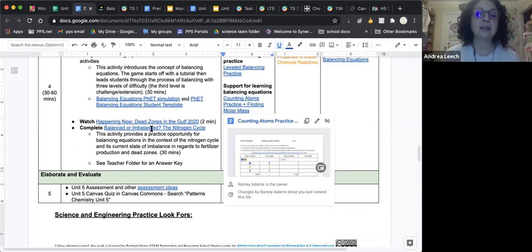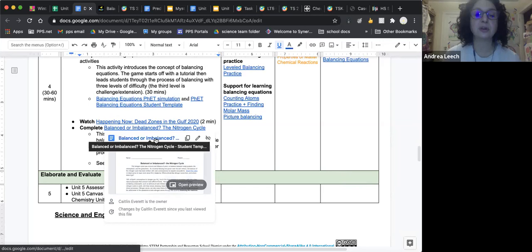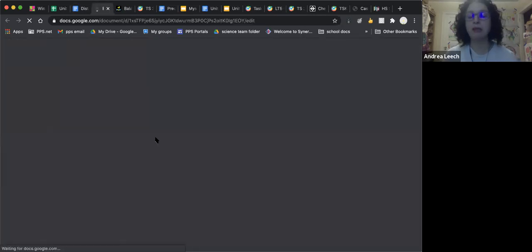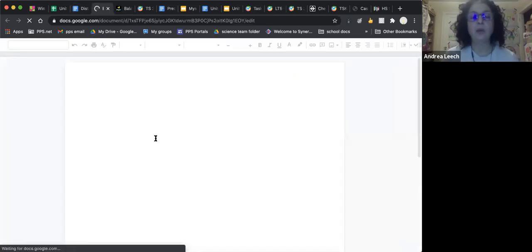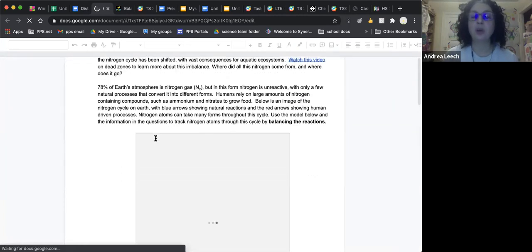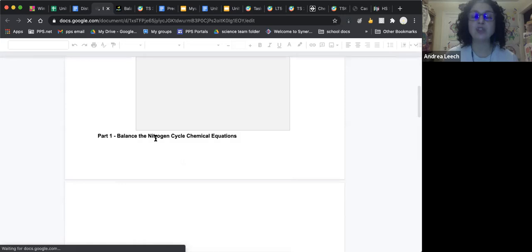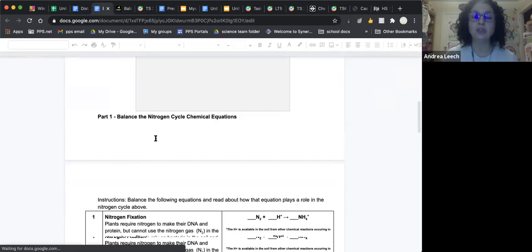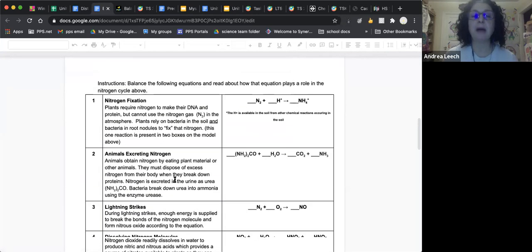The last thing on this unit planner is this dead zone in the Gulf video, and then it has this balanced or imbalanced activity. Once again, that is supposed to hammer home what's going on and whether or where nitrogen is going in the oceans, to get a sense of balanced or unbalanced.